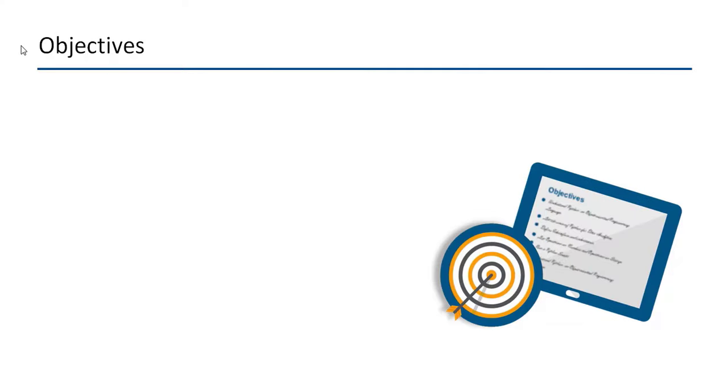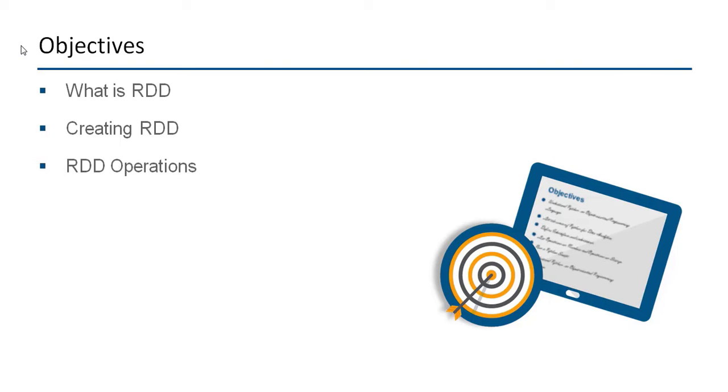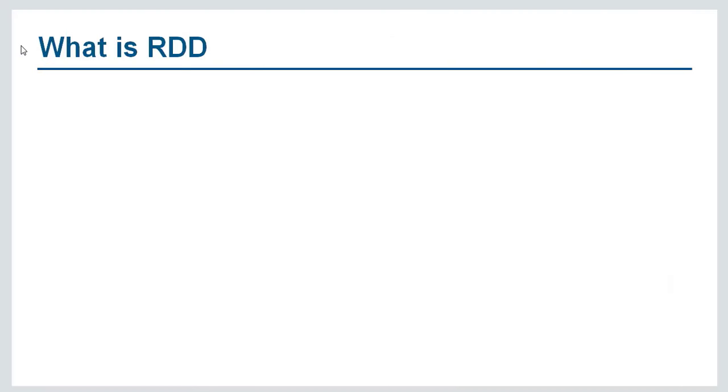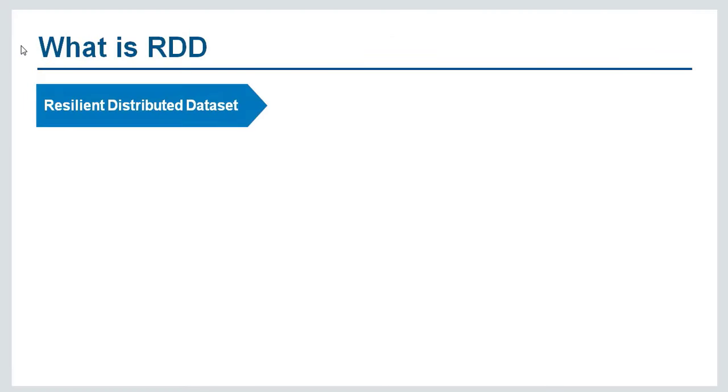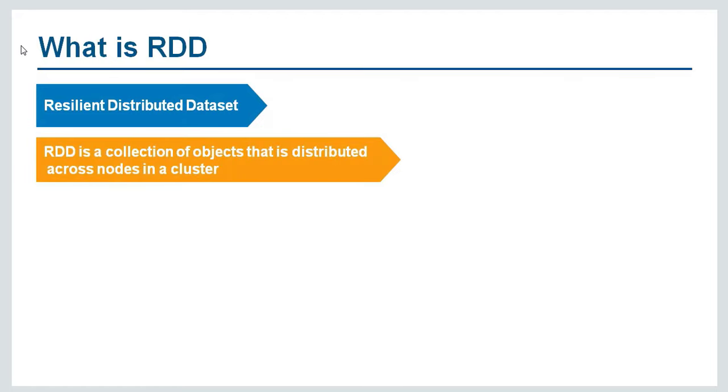What are the objectives of this lecture? In this lecture we will understand what is RDD, what are the different ways of creating RDDs, and what are RDD operations. So what is RDD? RDD stands for Resilient Distributed Dataset. RDD is a collection of objects that is distributed across nodes in a cluster.